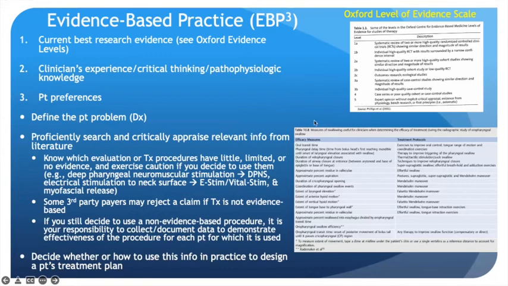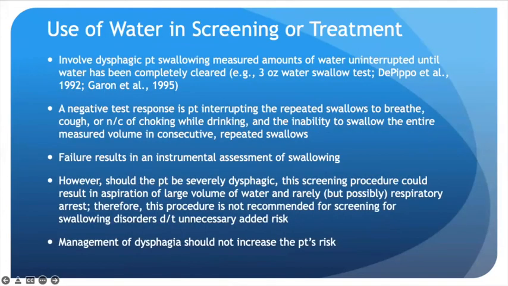Your book also provides a variety of measures of swallowing that are useful to clinicians when trying to determine the efficacy of a treatment. A note about the use of water in screening or treatment: this involves the dysphagic patient swallowing measured amounts of water uninterrupted until the water has been completely cleared, for example, the 3-ounce water swallow test. A negative response is the patient interrupting the repeated swallows to breathe, cough, or an instance of choking while drinking, and the inability to swallow the entire measured volume in consecutive repeated swallows. Failure then results in a referral for an instrumental swallowing assessment.